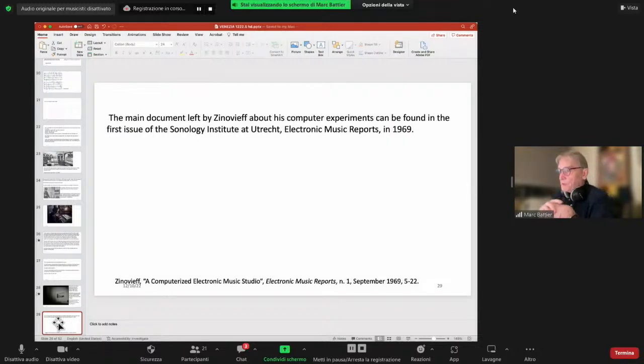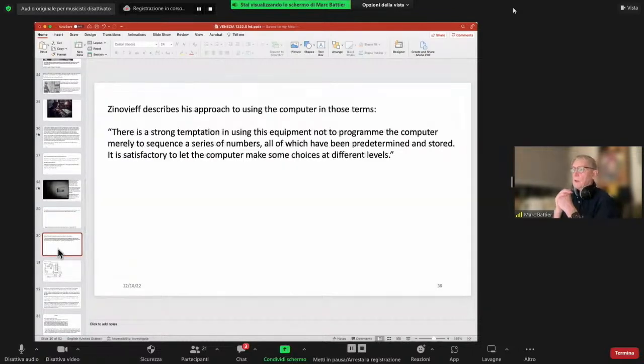The main document left by Zinoviev about his computer experiments can be found in the first issue of the Sonology Institute at Utrecht, Electronic Music Reports in 1969. This is how he describes his approach to using the computer. There is a strong temptation in using this equipment not to program the computer merely to sequence a series of numbers, all of which have been predetermined and stored. It is satisfactory to let the computer make some choices at different levels.